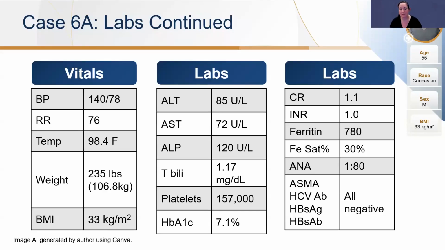We know ferritin can be high as an acute phase reactant from other disease states. We know it can be high with alcohol, but nevertheless is part of our workup. So we always have to marry that with the iron saturation, which here is at 30%, so a little bit borderline. His ANA was positive.